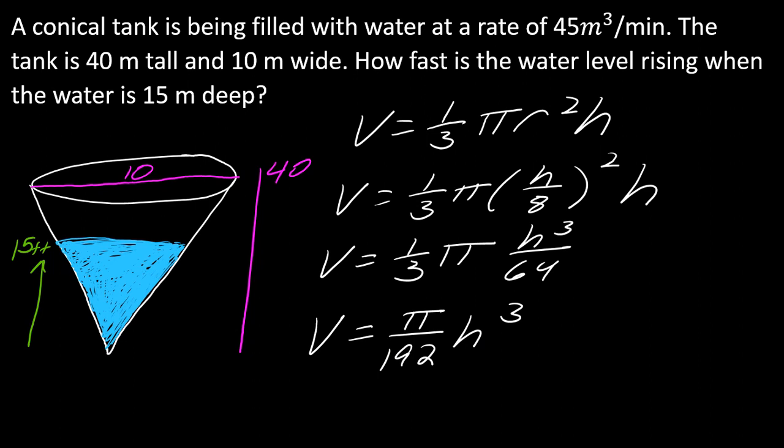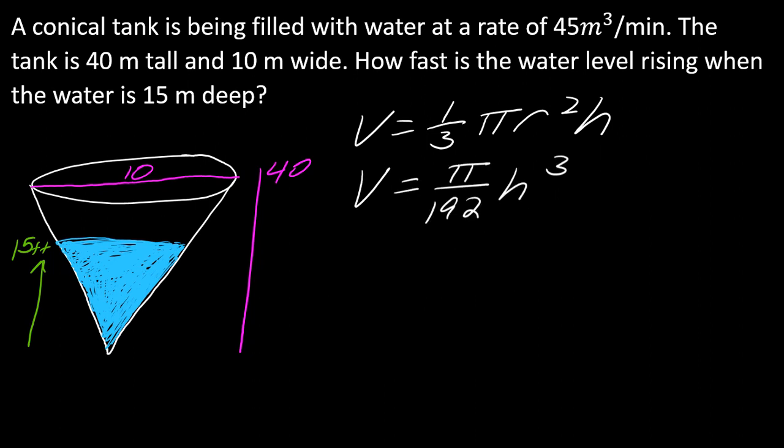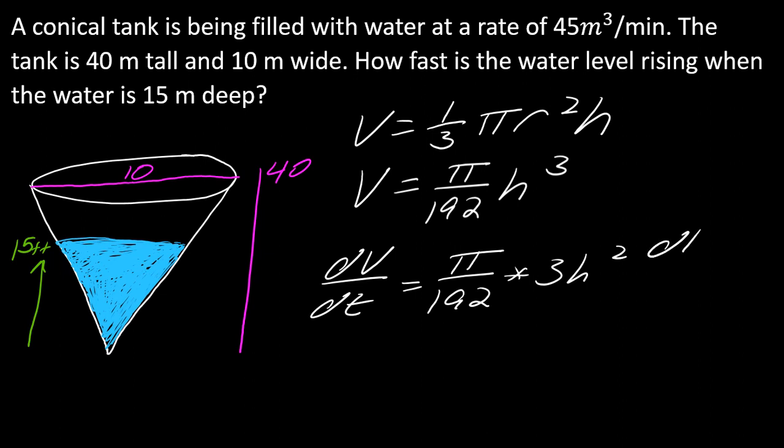So now let me clear some space and we'll take a derivative again. So I take the derivative of V with respect to time. That'll be dV/dt. And then this will be pi over 192 times 3h squared dh/dt. And that is a much simpler equation now than what we had before when we just took the derivative of this. And now I can plug in 15 for my h, and I already know what dV/dt is, and so all I'm left with is dh/dt. So now I know I've done this right. So I can fill in my numbers.